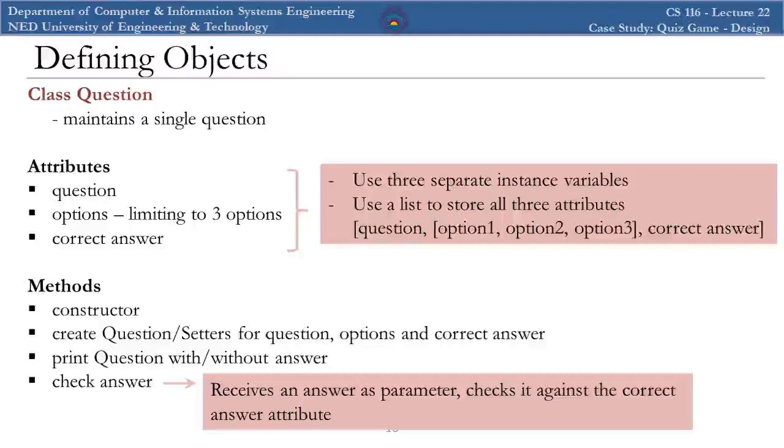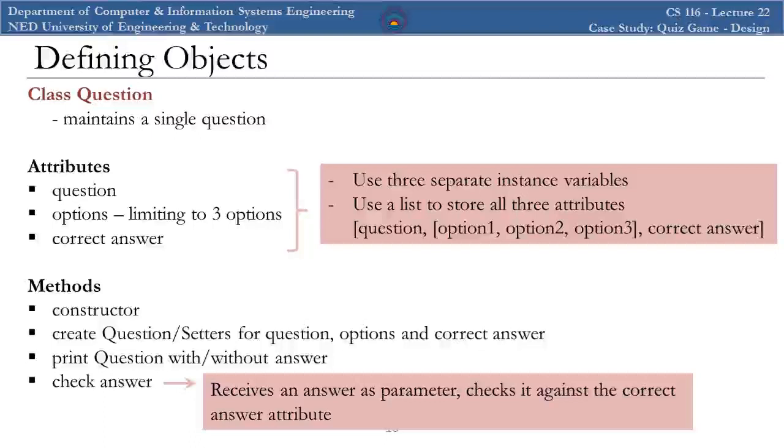So I'll store a number in place of the correct answer, the number of the correct option, right? So now you see, I'm using this list. There could be certain benefits to this. We all know that there are some built-in functions supported on lists because list is a built-in class. So we can take advantage of those built-in methods also.